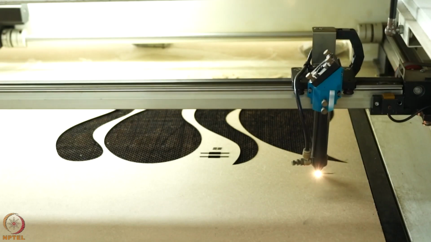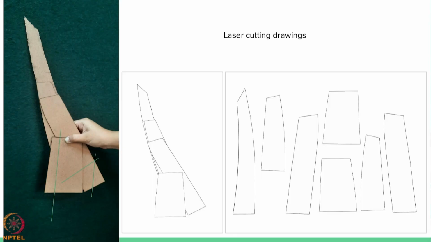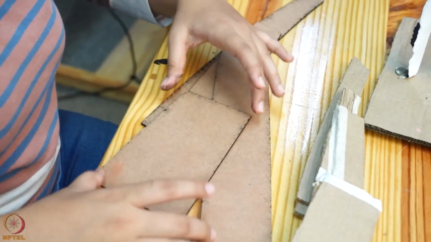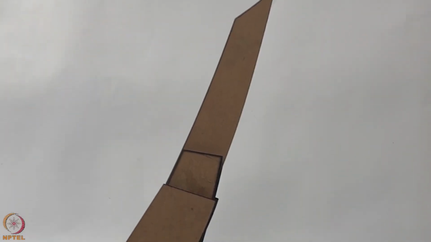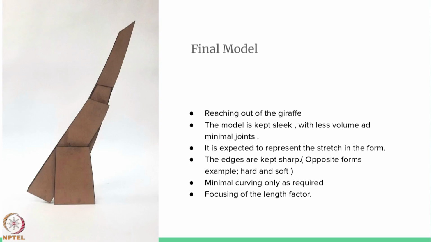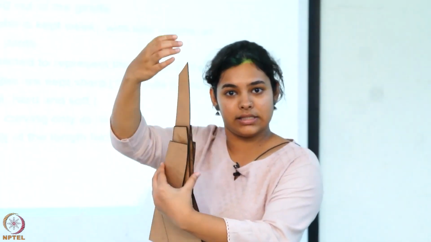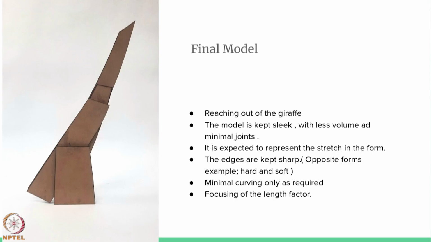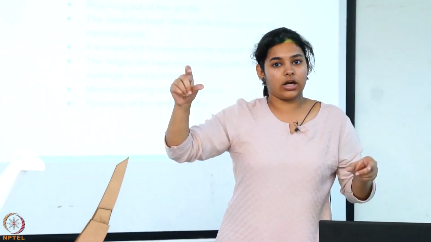Then we switched to the final model where we had to laser cut, and we made laser cut drawings, and this is the final. After all this, the main thing I wanted to convey was the reaching out of the giraffe. I have kept the model sleek with less volume, and there are minimal joints that are not protruding outwards. It's very plain and sleek from the outside, and it's very slender also. Horizontally it's not that wide, so it enhances the height. We can focus on the height and the stretching out. And I have kept the edges sharp because blunting them will reduce the stretching out that I wanted to express.